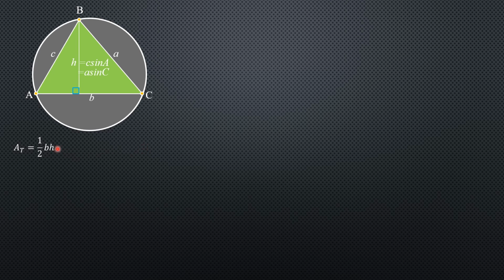So from here, if we replace H by C sine angle A, then we'll have area of triangle 1/2 B times C sine angle A. So therefore, area of triangle is 1/2 BC sine angle A. If you're going to read this formula, it is simply 1/2 the product of any adjacent sides, B and C for example, times sine of the angle included or the angle between these two sides here.